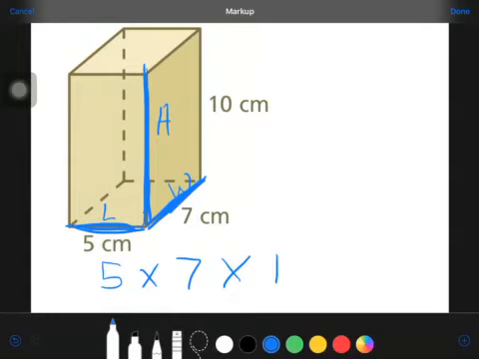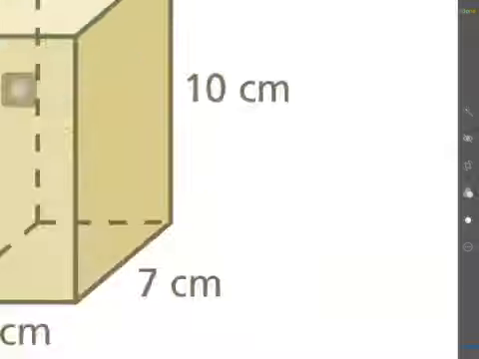So our height, which is 10. So 5 times 7 is 35, times 10 is 350, and that's going to be centimeters cubed. Not squared, cubed, because again, we're measuring 3 dimensions. Okay, let's look at another example.